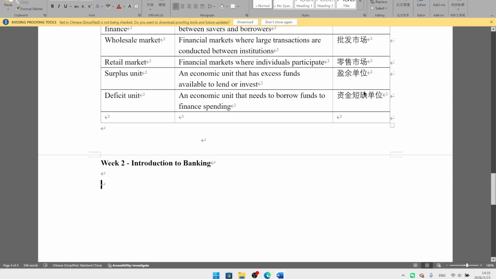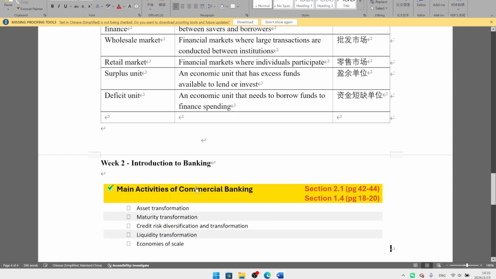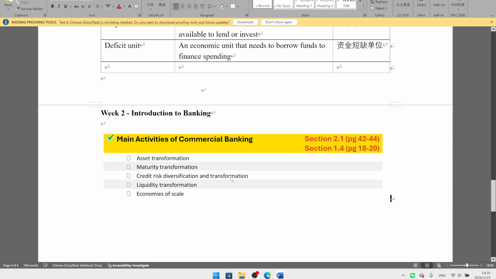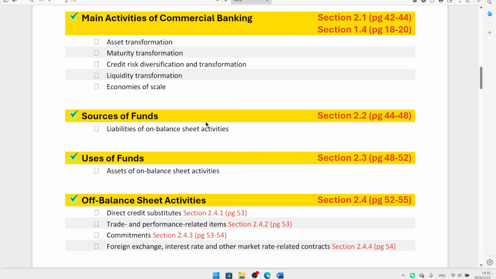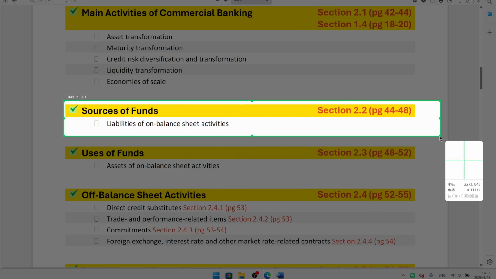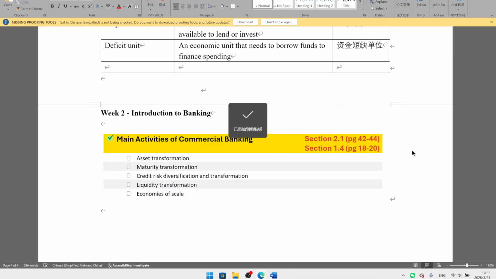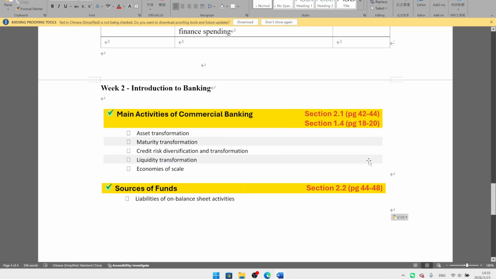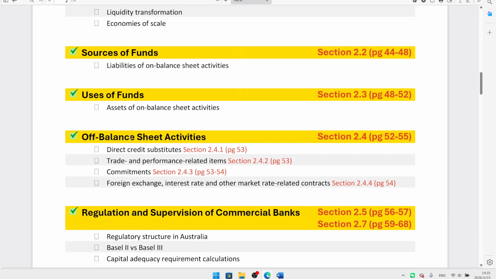For the main activity of commercial banks, it is asset transformation: maturity transformation, credit risk diversification transformation, liquidity transformation, and economies of scale. Second is sources of funds, liability on-balance sheet activity.